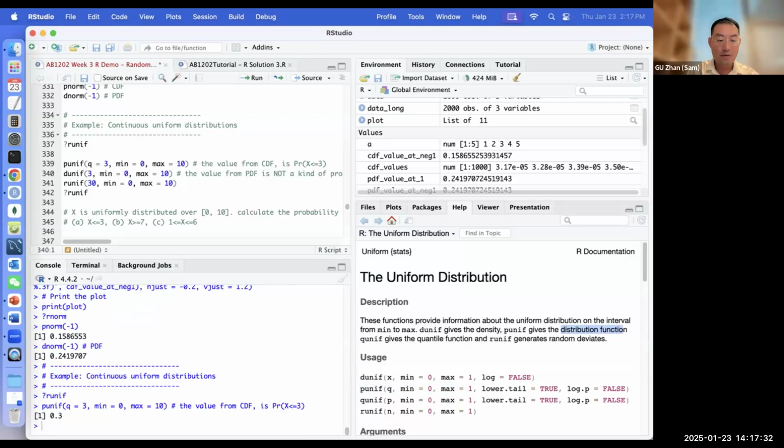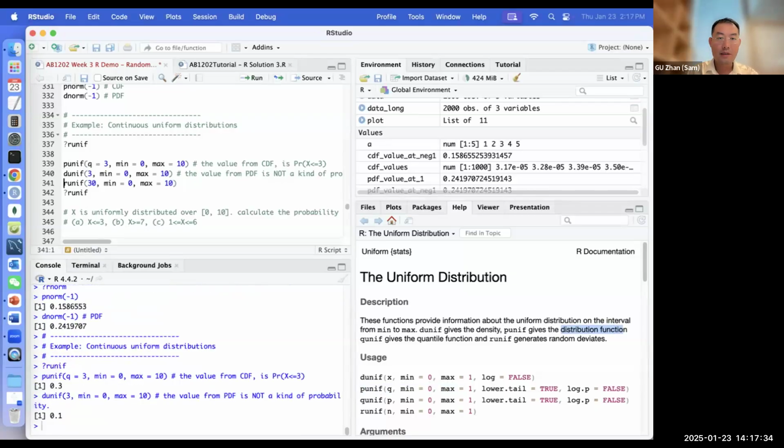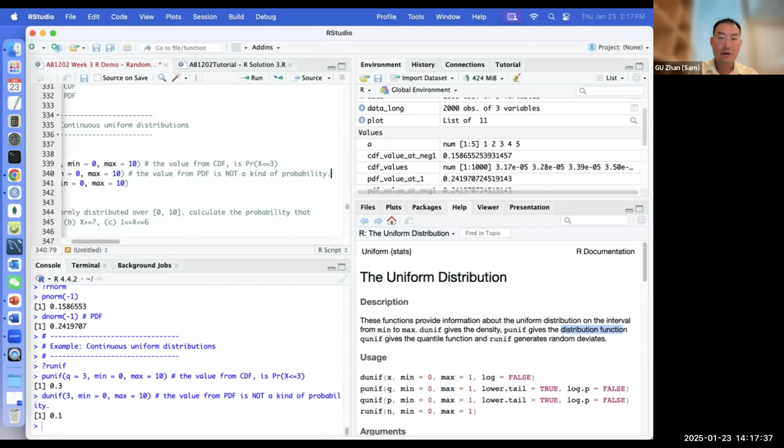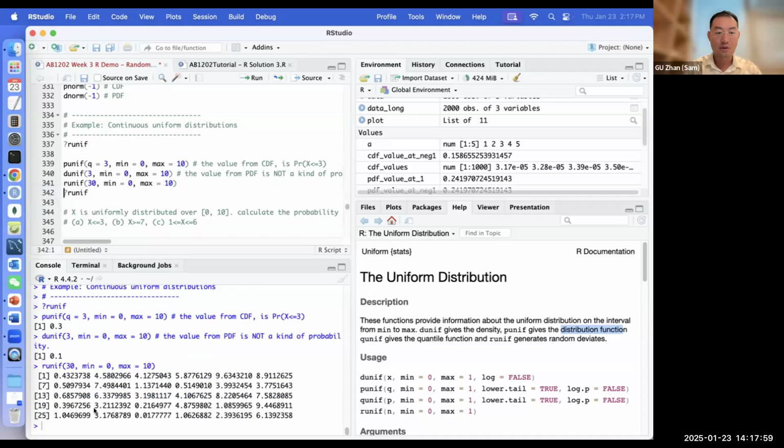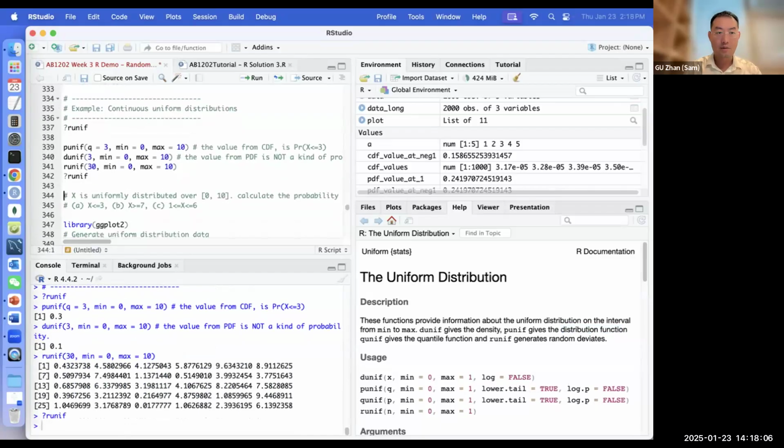Then if you use dunif, this gives a probability density value. This is not a probability value. Now, runif draws 30 random numbers from the uniform distribution with a minimum equal to 0 and maximum equal to 10. So it will give you 30 numbers, randomly drawn. So this is a helper function.